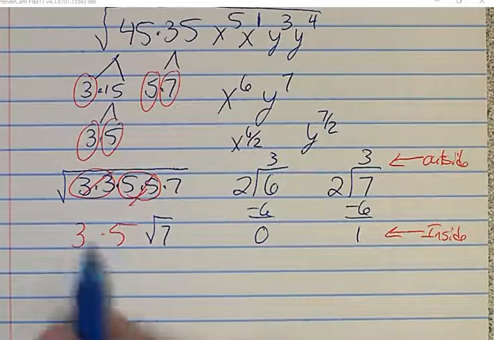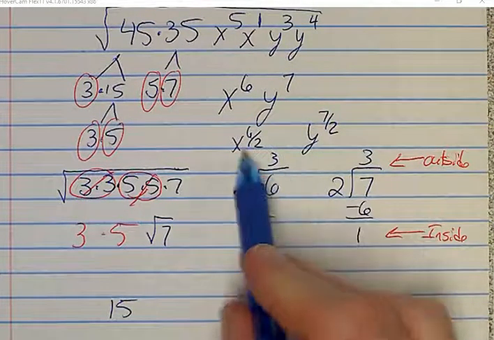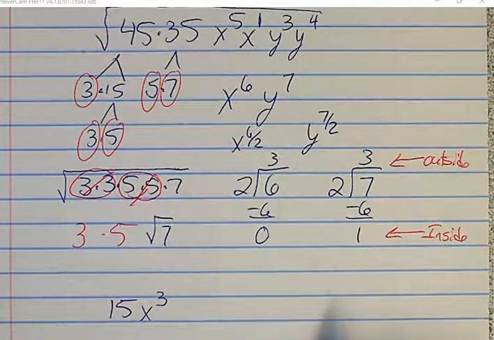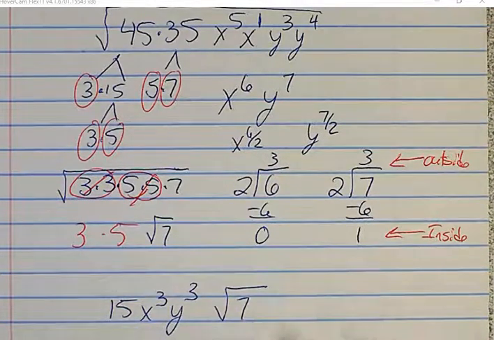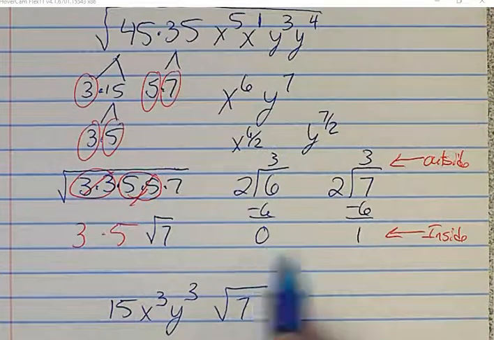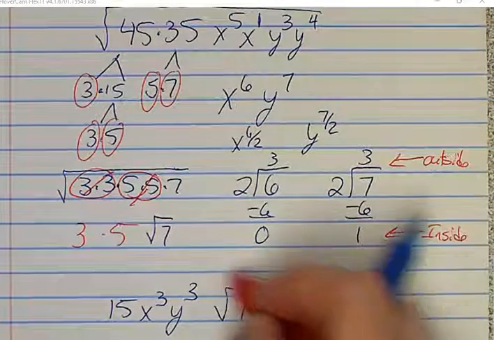Okay, so outside we've got 3 times 5 for 15. You've also got 3 x's on the outside. We also have 3 y's on the outside. On the inside we've got the 7, no x's, and 1 y.